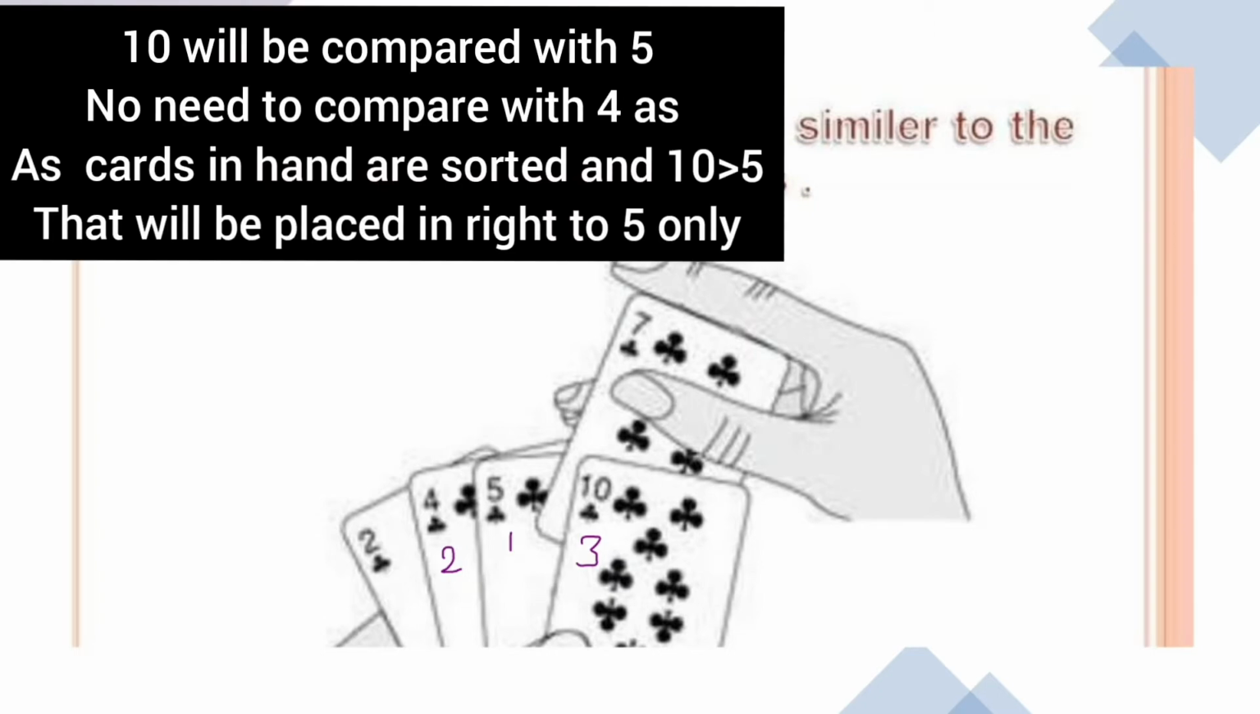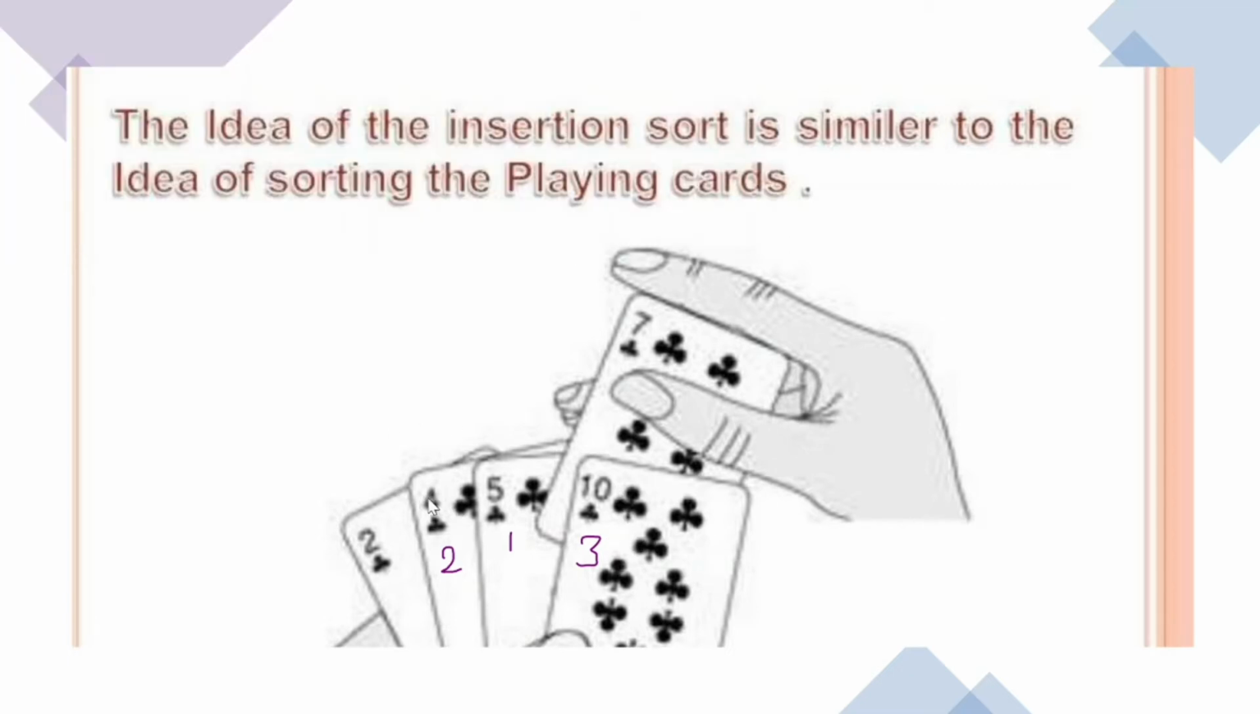So the next card is 10 and now I am going to compare it with 5 then 4. The comparison will be from the right hand side. So this 10 will be compared with 5. And I know that 10 is greater than 5, so it should come on the right hand side and there is no need to compare 10 with 4.